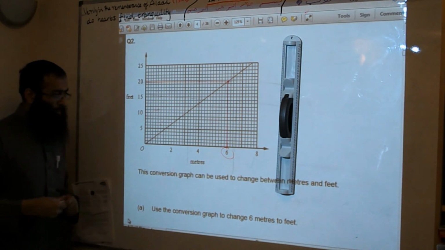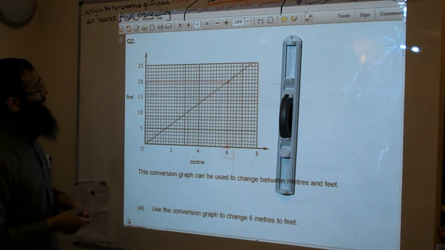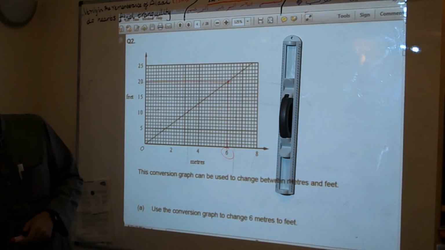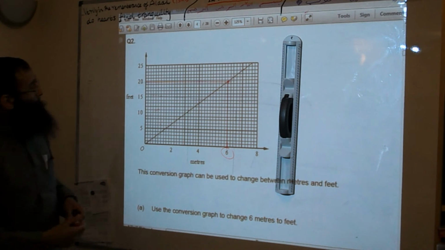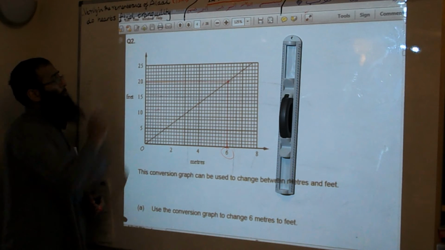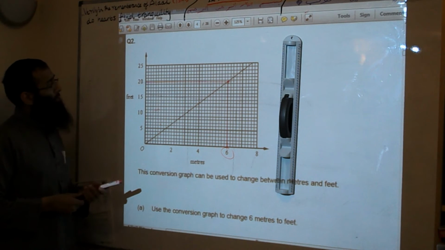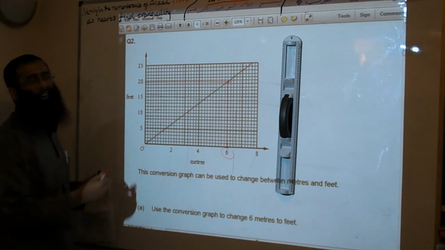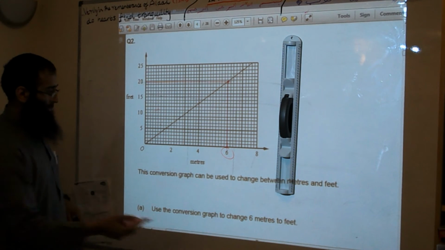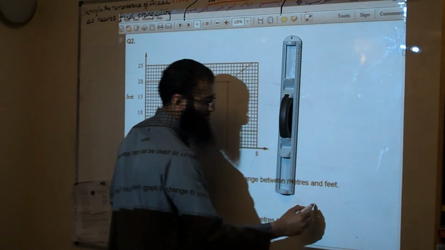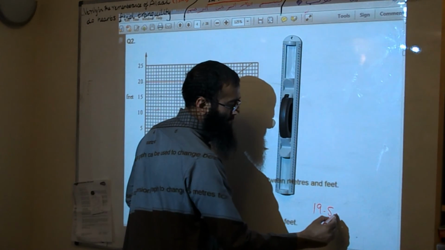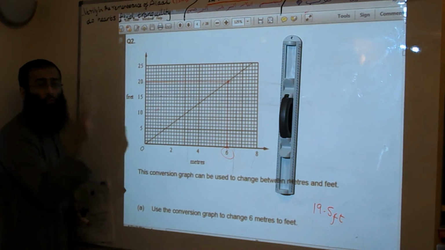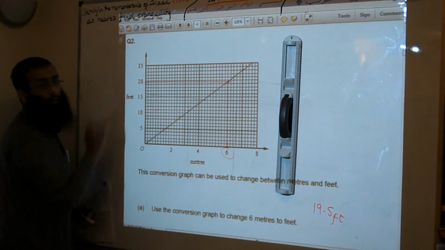Okay, use the graph to convert 6 meters to feet. Question 2A. According to my calculation, I'm getting just under 20 feet. So I would say that's 15, 16, 17, about 19 and a half. So my answer for that one would be about 19.5 feet. Take into consideration that each one of these lines is worth 1 foot, and I'm in between 19 and 20.